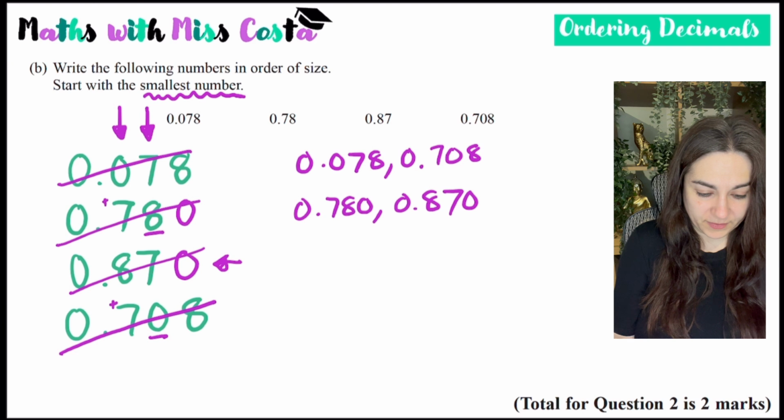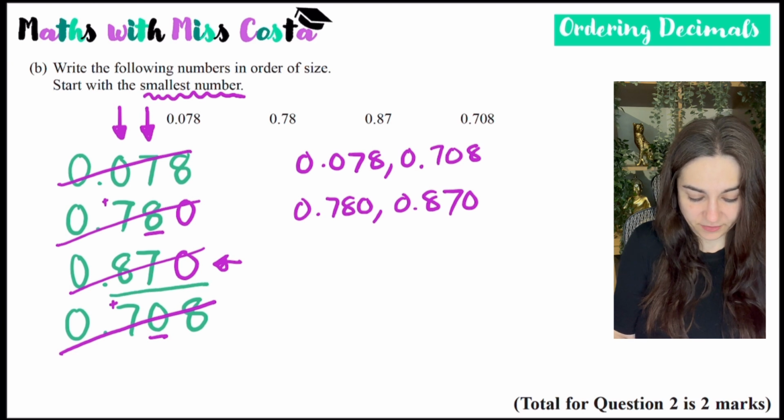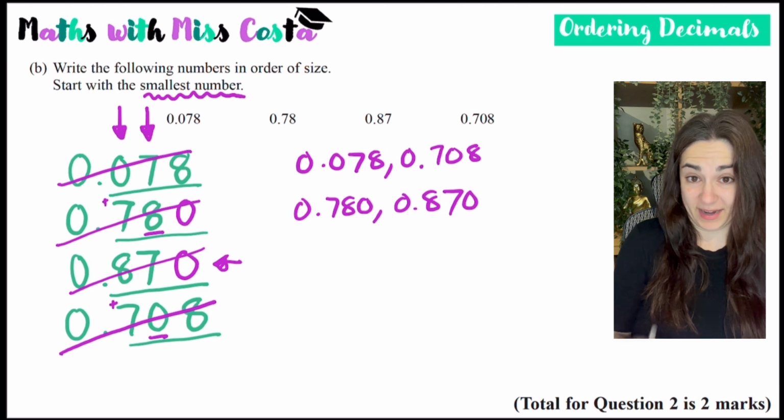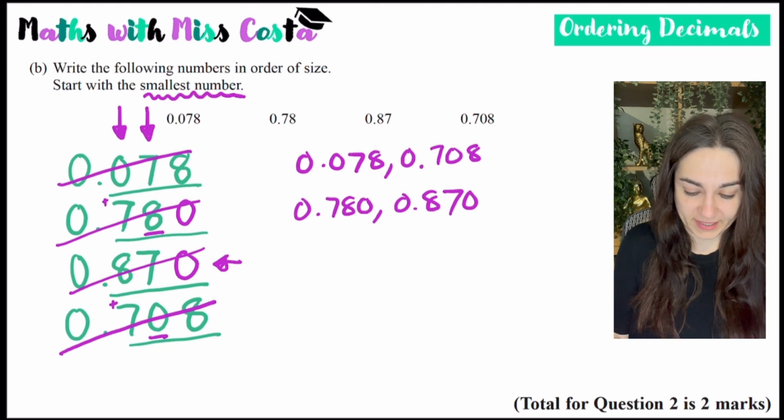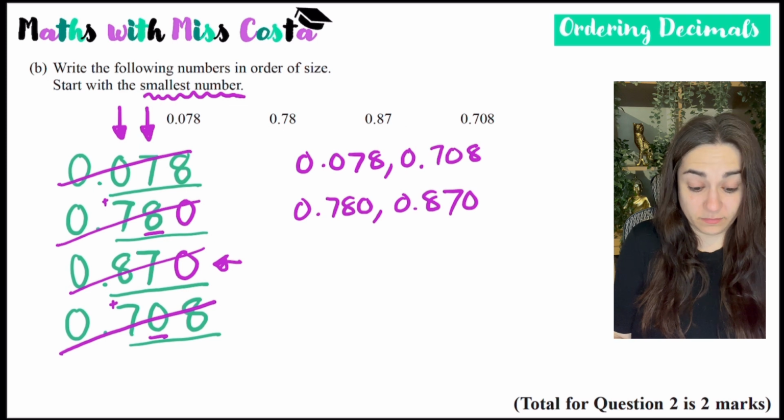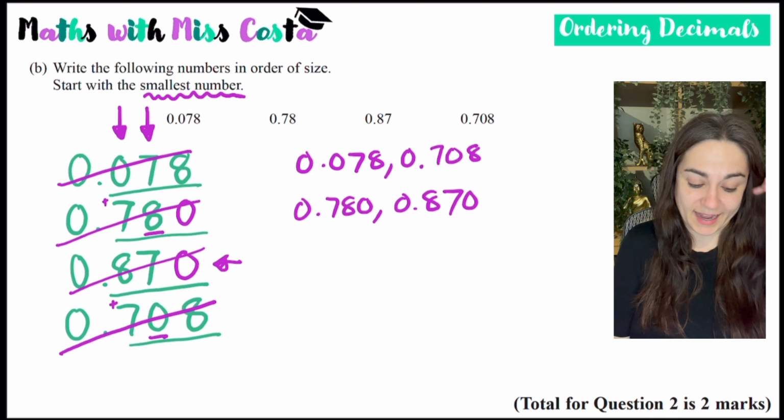Now, you might have noticed that you could have just said, okay, well, 870, that's 78, that's 780, and that's 708. And you could have ordered it that way, but either of those ways works. The quickest thing to do is to just add in the zeros.